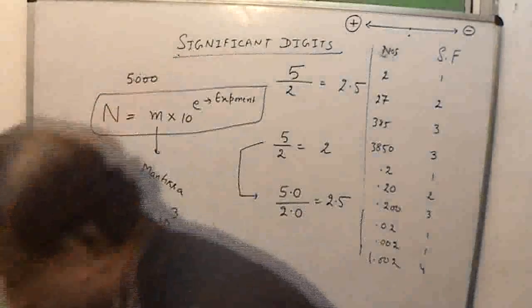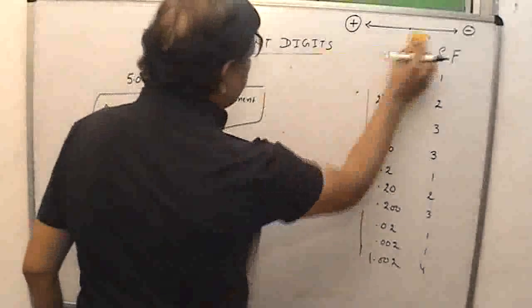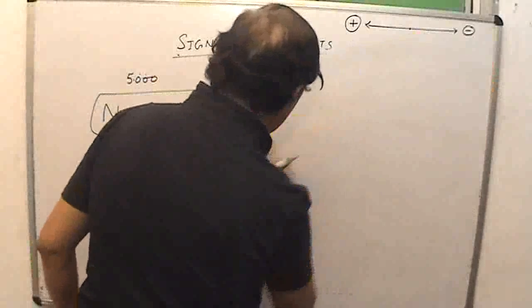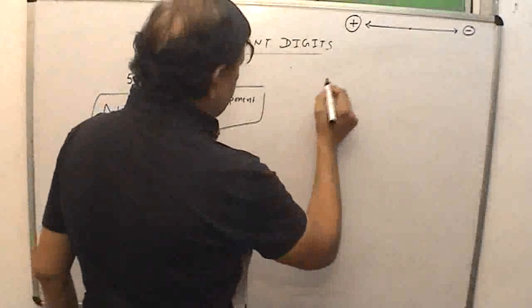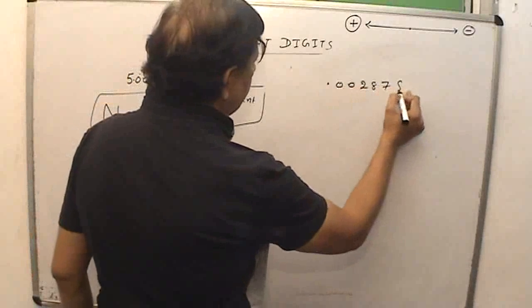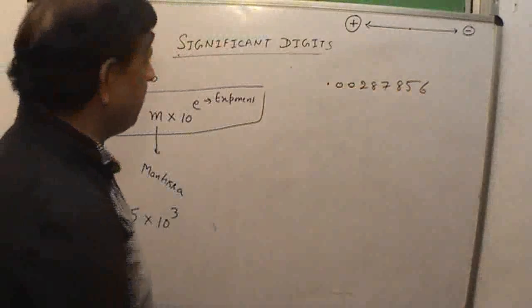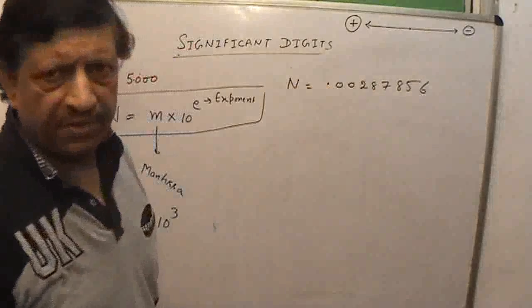Now, further, what problems arise? Let us say it is a figure, say 0.00287856. It's a number. How to represent it?